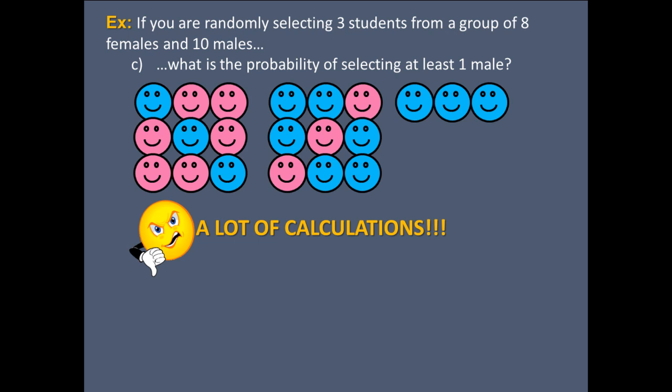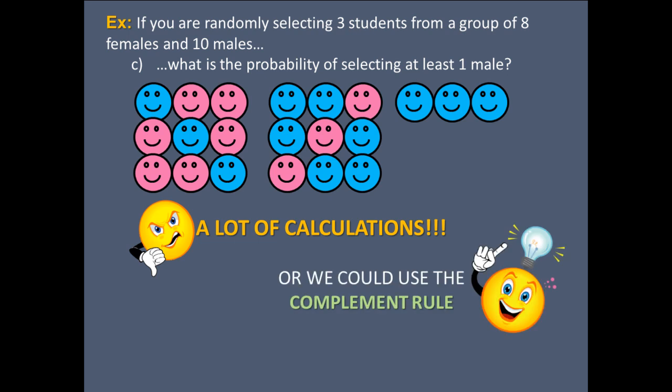Anytime you see that term at least one, what should jump into your mind immediately is the complement rule. The reason the complement rule is very beneficial when we talk about at least one is because the only way I'm not getting at least one male is if we get all females. So in very non-statistical terms, what the complement rule is saying is that if we do 1 minus what we don't want, we're going to get the probability of what we do want.